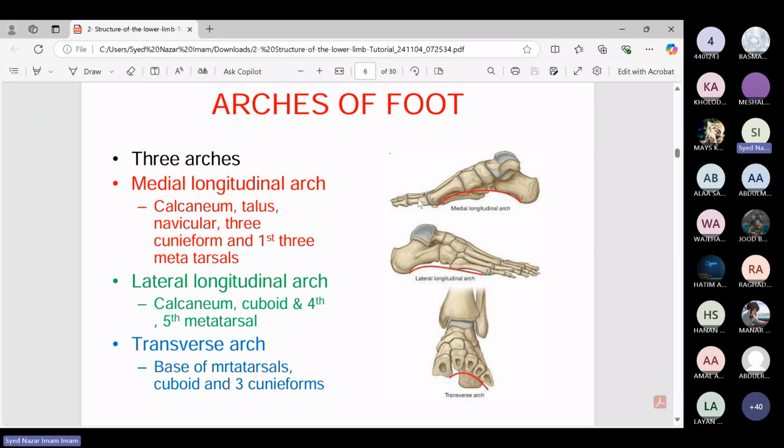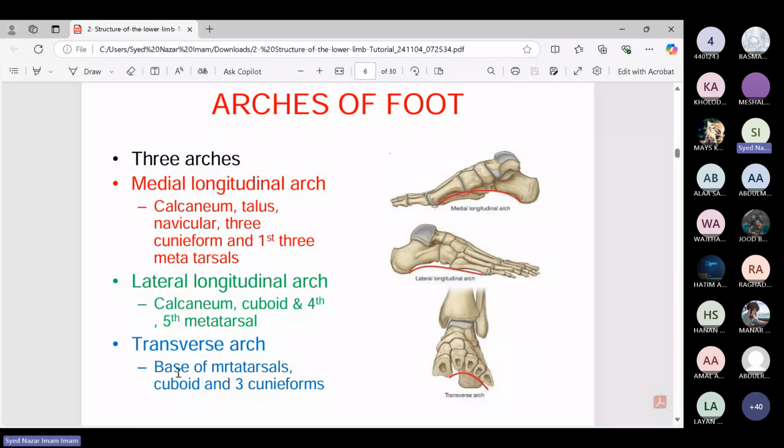For the medial arch, we have the medial side of the tarsal bones. So what are those? We have the calcaneum. If you can see the calcaneum, it is having the lateral part and the medial part, and this is contributing to both longitudinal arches. And then on the lateral side, there is a calcaneum, and in front of the calcaneum is cuboid and fourth and fifth metatarsal. Similarly, on the medial side, we have calcaneum, talus, navicular, three cuneiform, and first three metatarsal. Transverse arch is formed by the base of all the metatarsals, cuboid, and three cuneiform bones.